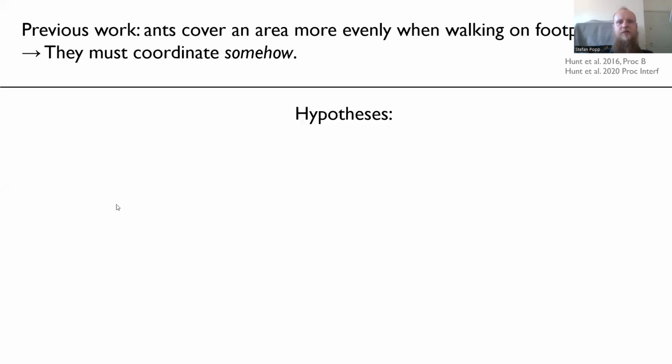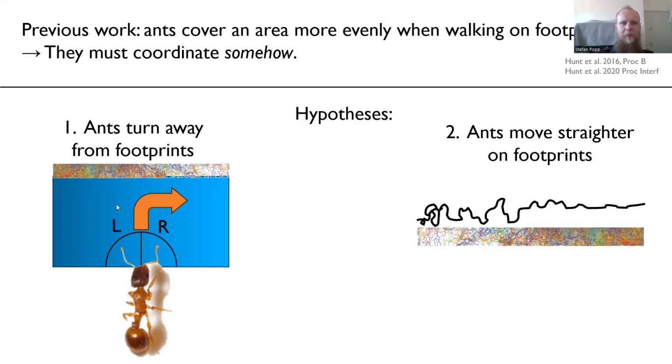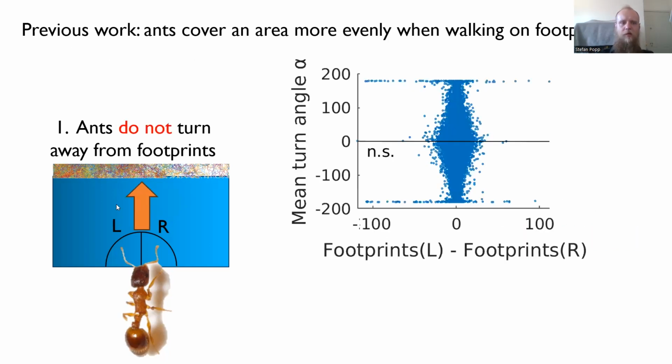And there are 2 hypotheses that I investigate here of how they might be doing this. The first is that the ants are turning away from the side where there is a higher concentration of footprints. The second one is that the ants move straighter when they are on footprints, which automatically kind of diffuses them away quicker from these areas. The first hypothesis is not true, as you can see here by the 0 slope.